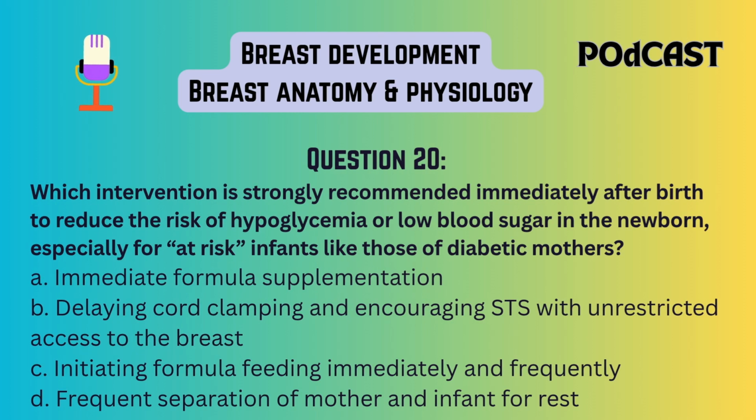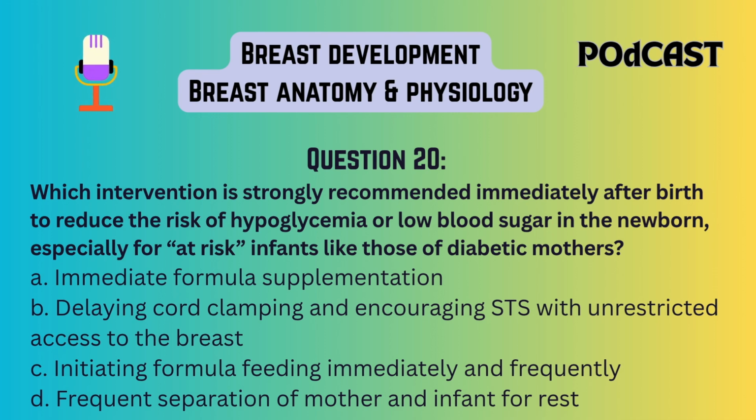Question 20. Which intervention is strongly recommended immediately after birth to reduce the risk of hypoglycemia, or low blood sugar, in a newborn, especially for at-risk infants like those of diabetic mothers? A, immediate formula supplementation. B, delaying cord clamping and encouraging skin-to-skin contact with unrestricted access to the breast. C, initiating formula feeding immediately and frequently. D, frequent separation of mother and infant for rest.